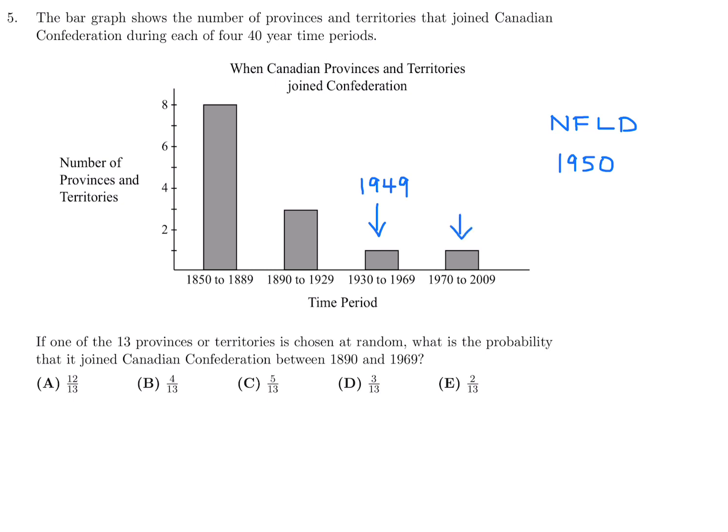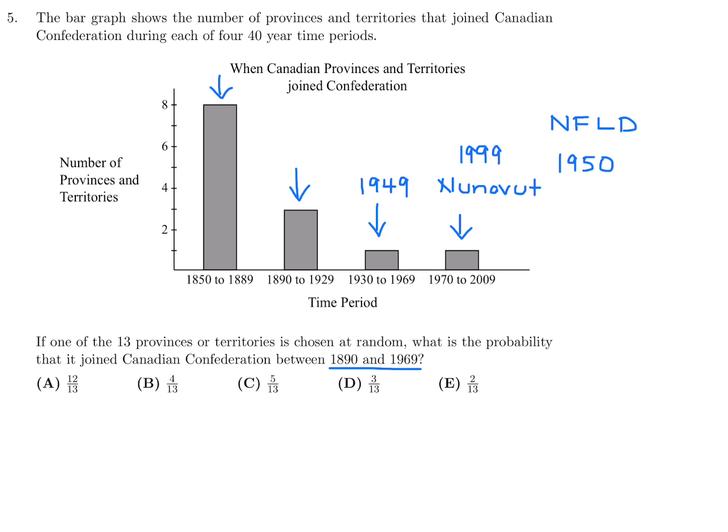The one territory that joined in that time period was, I believe, Nunavut, which was 1999, I think. And of course, all the others would have joined either in this time period or that time period. Anyways, going back to the question: the probability that a randomly chosen province or territory joined in this time period.